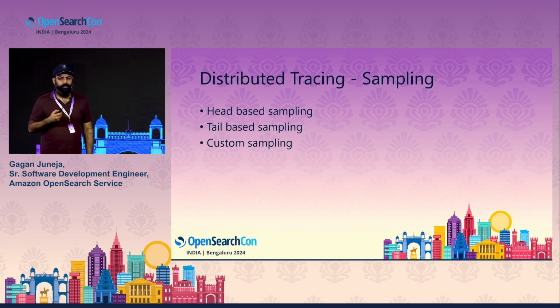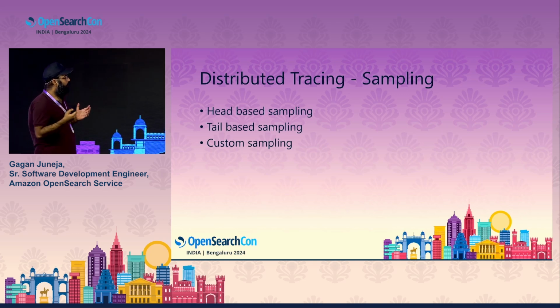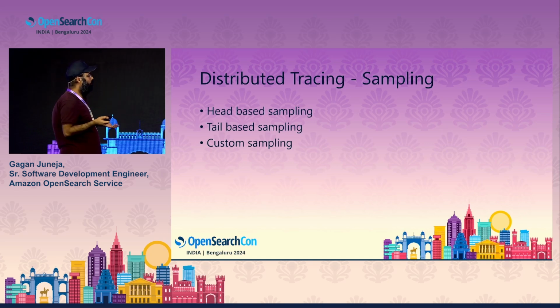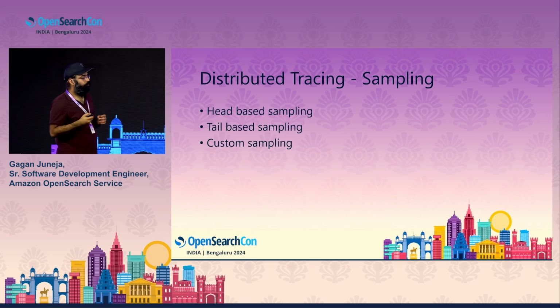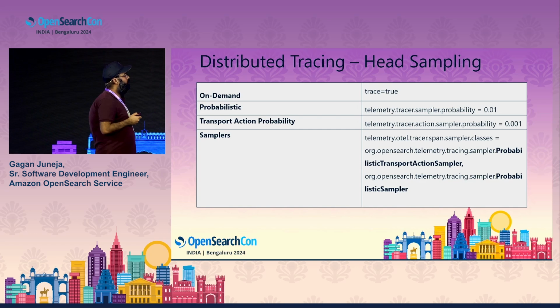So we have created an RFC. We came up with a custom sampling where we are trying to mimic the tail-based behavior within the OpenSearch node itself, so that we can take that call without even pushing to the local collector. There is a debate going on, so you can go and read about it.